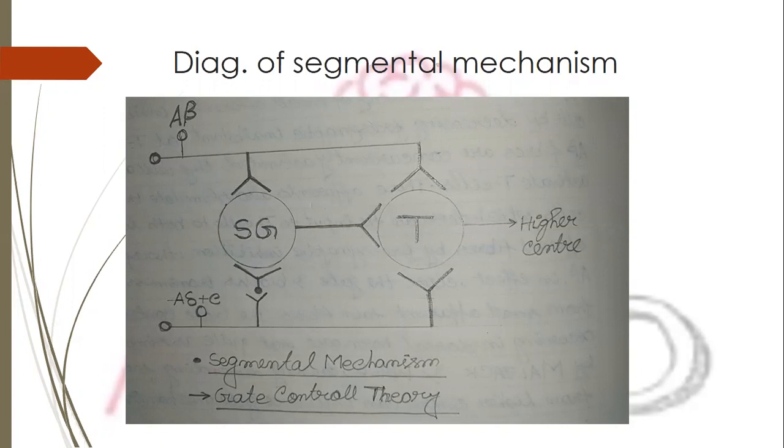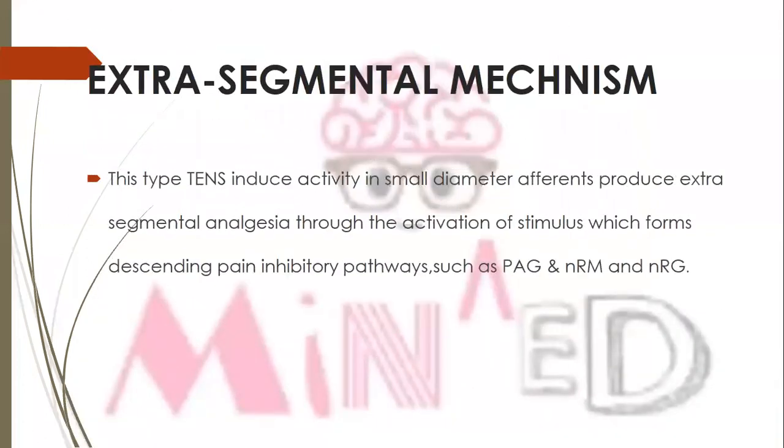So at the substantia gelatinosa, we suppress the A delta and C fibers, which are the pain carrying fibers, by the A beta fibers, and the response to suppress the pain carried by the A delta and C fibers goes to the T cell. Sorry, from the T cell it goes to the higher center.